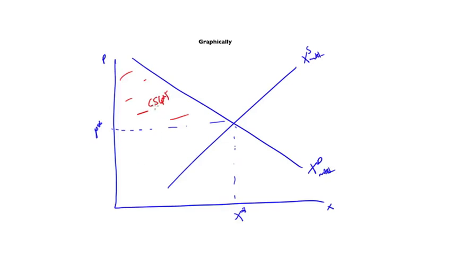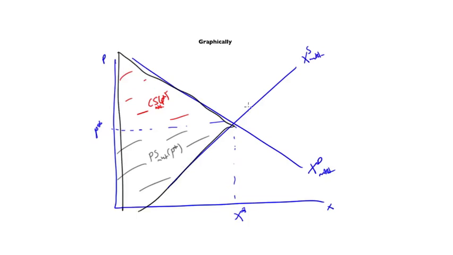We know in the aggregate, so for the market, that this area is the producer surplus for the market at P star. We've seen this before, and what we just proved is that both areas together, all of this, is the social surplus at P star, which is just the consumer surplus at P star at the market plus the producer surplus at P star at the market.